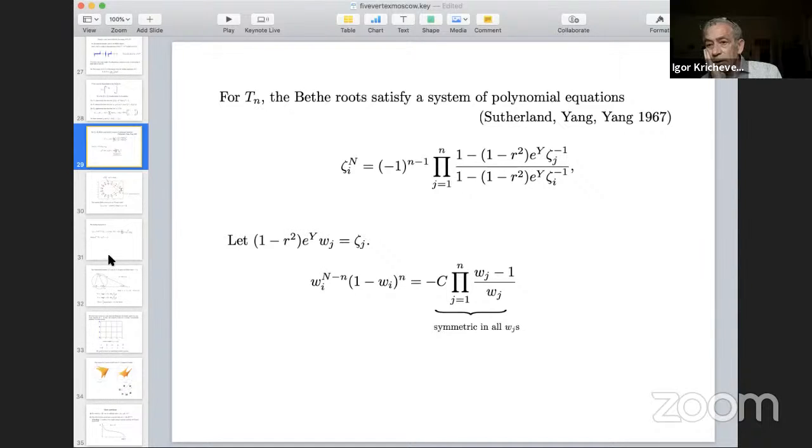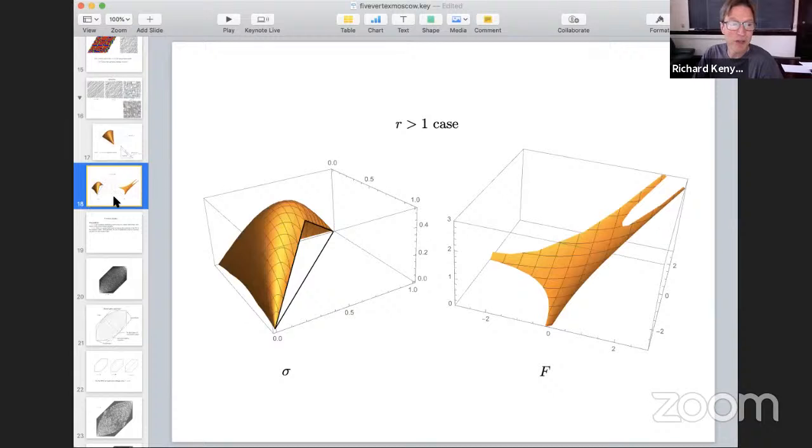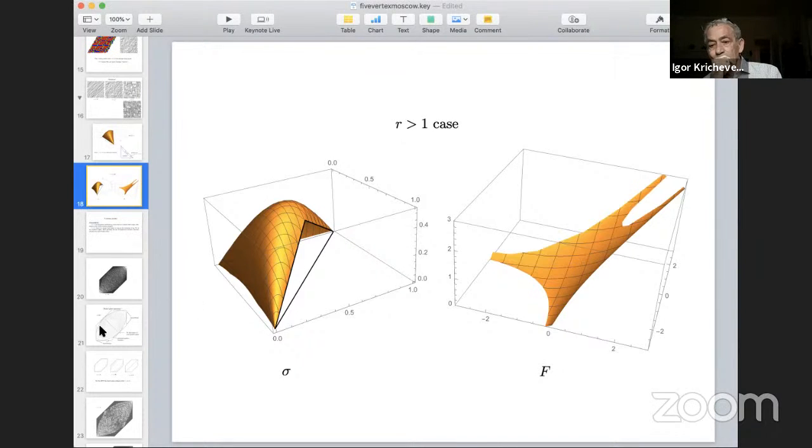Richard, in the usual dimer model, surface tension is dual to the Ronkin function of some surface. Is there any similar interpretation for the surface tension you found? If you go back to these pictures, this is the R bigger than one case. Here's the surface tension. The dual object is the free energy, which is not a Ronkin function anymore. It resembles a Ronkin function and has many of the similar properties. It's piecewise analytic with these frozen pieces here, but first of all, it's not an amoeba, and doesn't seem to have any simple algebraic description. Thank you.